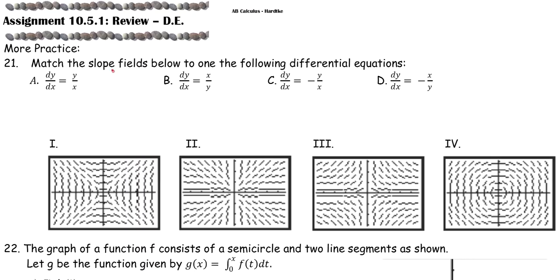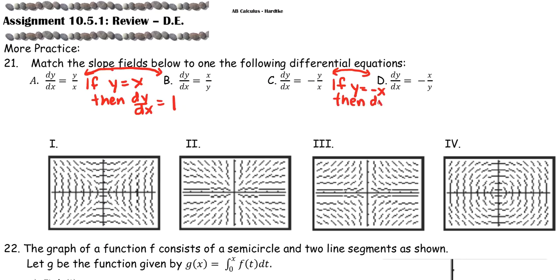I think one of the things we want to watch for is when we have slopes of 0, when we have slopes that are undefined, and when we have slopes of 1. Those are the easiest to look for. So you'll notice the similarities here. What A and B share in common is that if y is equal to x, then dy dx will be equal to 1. And look at what C and D share in common. They are opposites.